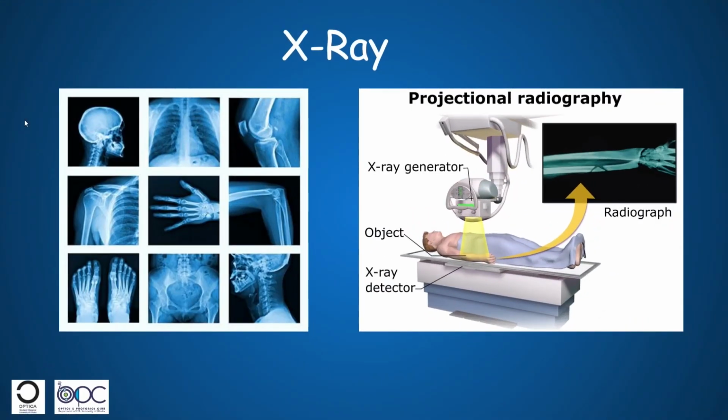X-rays are another common type of biomedical imaging. They use electromagnetic waves to create pictures of the inside of our body. Different tissues absorb different amounts of radiation, which creates the different shades of black and white in the X-ray image, which we can see on our left side.